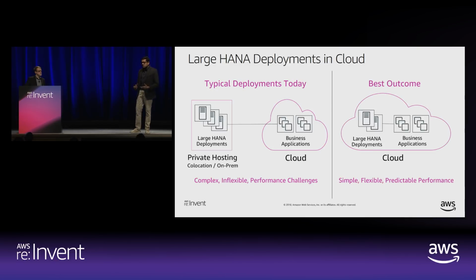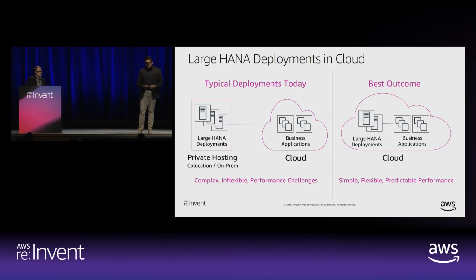As we talked to our customers, we got feedback over and over again that the best way to run HANA for our customers was to run natively in cloud, in their VPC where they run their application servers. We got this feedback from all of our early customers who were already running on our X1 and X1E instances. And we realized that that was the most simple, flexible, and predictable performance that we could offer to our customers.